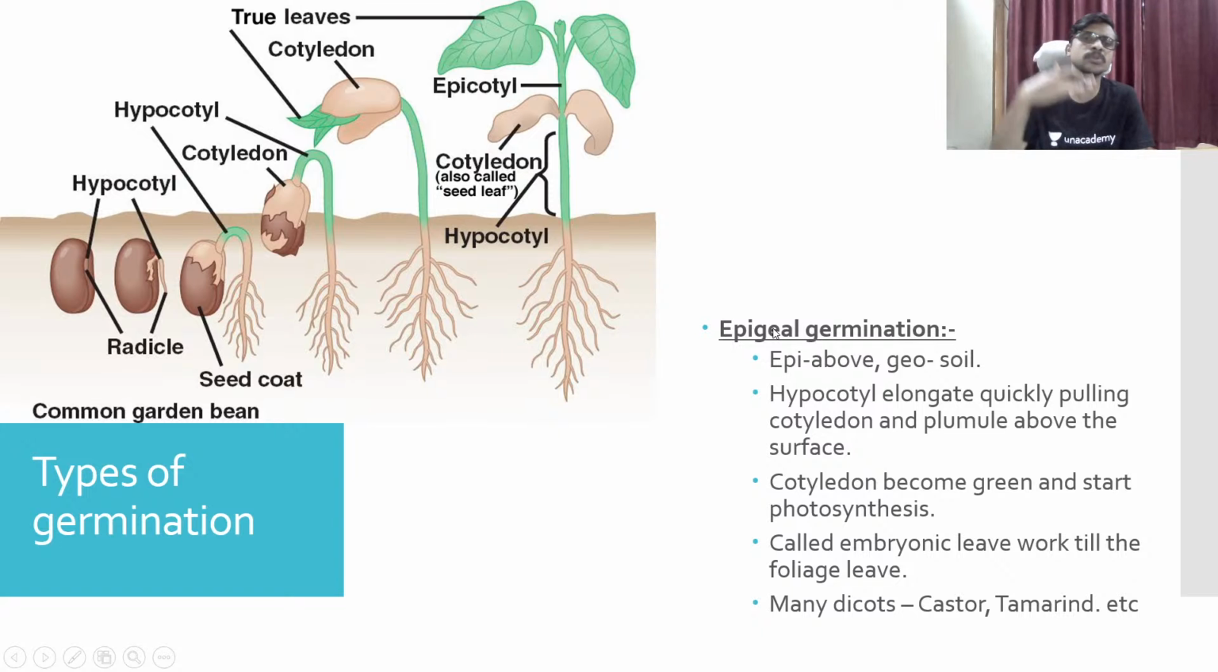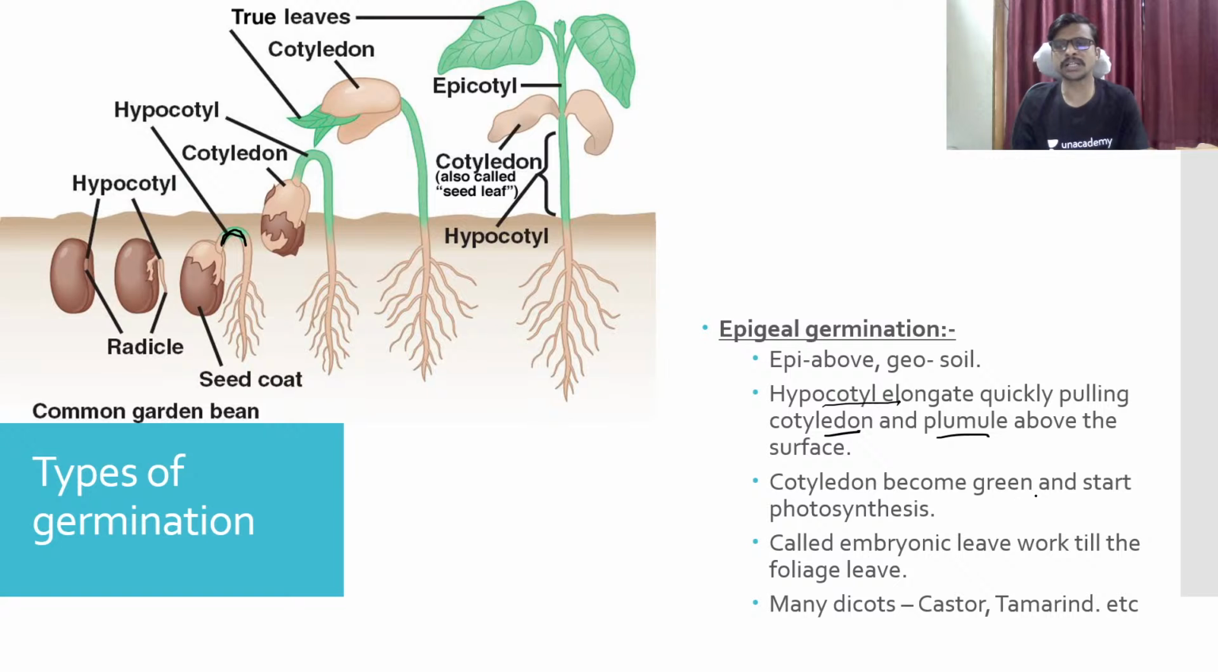The part above the soil and below the cotyledon is called the hypocotyl, and the part above the cotyledon is called the epicotyl. Okay, so here what happens, the hypocotyl elongates quickly, pulling the cotyledon and plumule above the surface. So where is the hypocotyl? You can see here. This hypocotyl elongates, and it pulls the cotyledon and plumule both out of the soil.